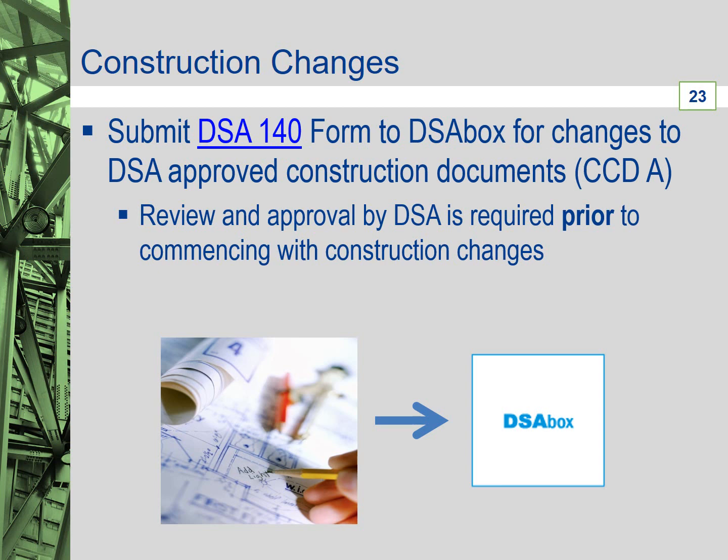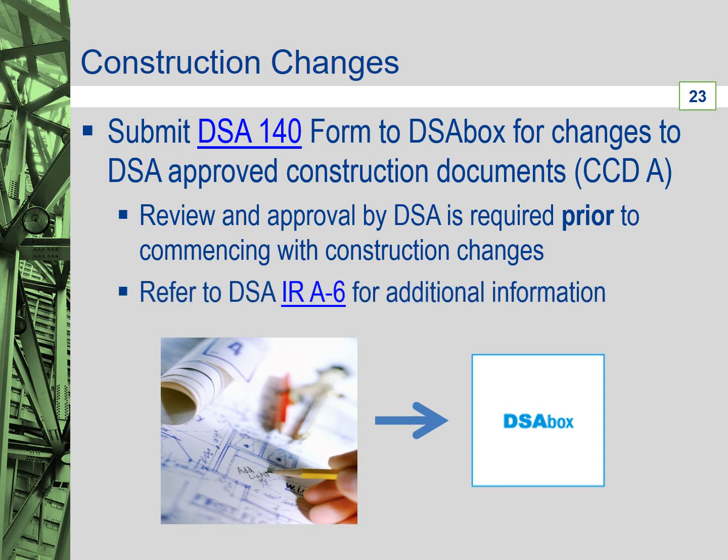There may also be instances where DSA will require the design professional to submit a Category B CCD to DSA for review via the same form, DSA 140. Category B CCDs do not affect the structural, fire and life safety, or accessibility portions of the work. It is important to note that submission of the DSA 140 form for a Category B CCD is only required when specifically directed by a DSA field representative. Refer to DSA IR A6 for additional information regarding the submittal procedure and fees associated with DSA reviews of construction changes.